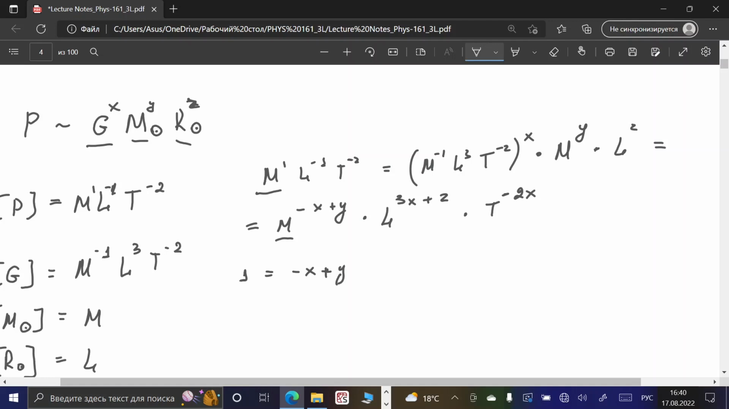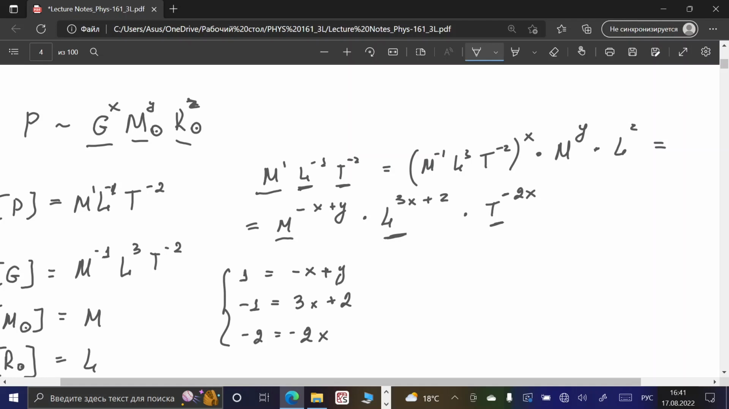So second will be length. For length, we have minus 1 equal to 3x plus z. So this is our L here and here. And now let us check for T, for time. That will be minus 2 equal to minus 2 times x.